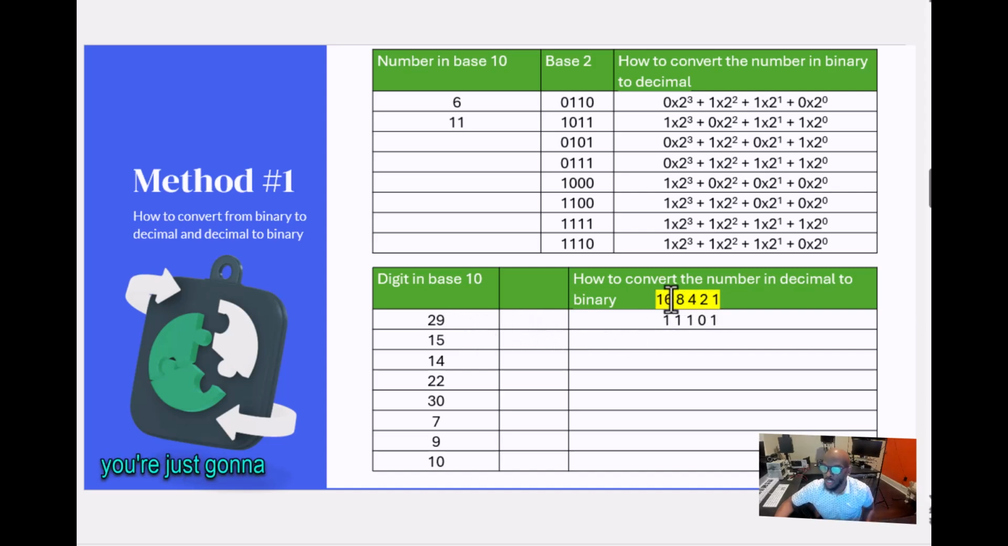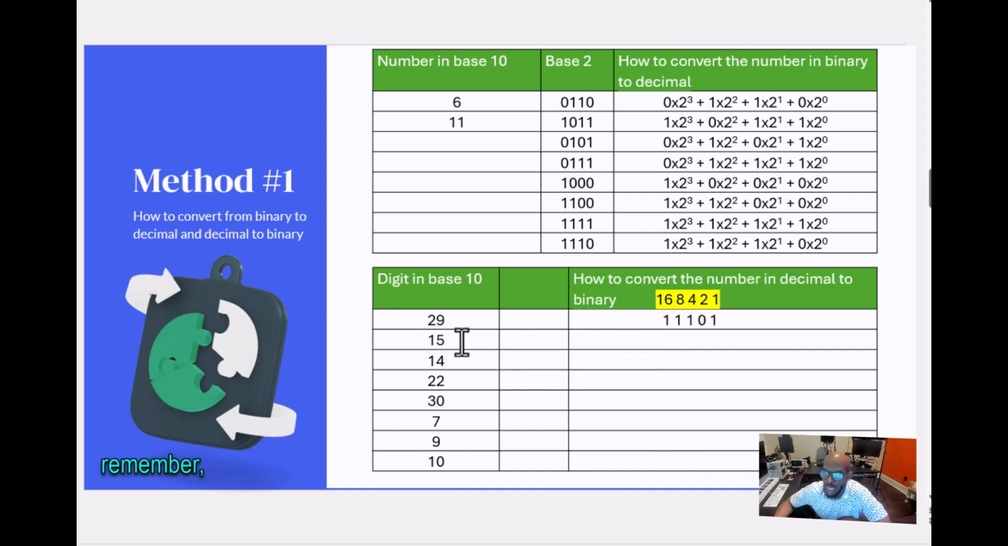So what you're going to do is divide these numbers in there. 16 goes into 29 one time with 13 left over. Then 8 goes into 13 one time with 5 left over. 4 goes into 5 one time with 1 left over. 2 goes into 1 0 times with 1 left over. And 1 goes into 1 one time with nothing left over. I left this one as an exercise for you to do.